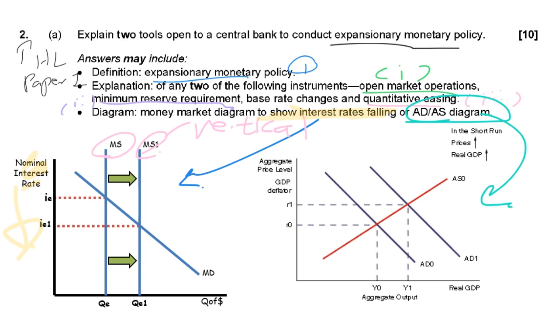Okay, so as mentioned, the AD curve will shift to the right-hand side. You can see that after the AD curve shifts to the right, the aggregate output would increase in the short run. There are two diagrams that you may draw, either one or both.